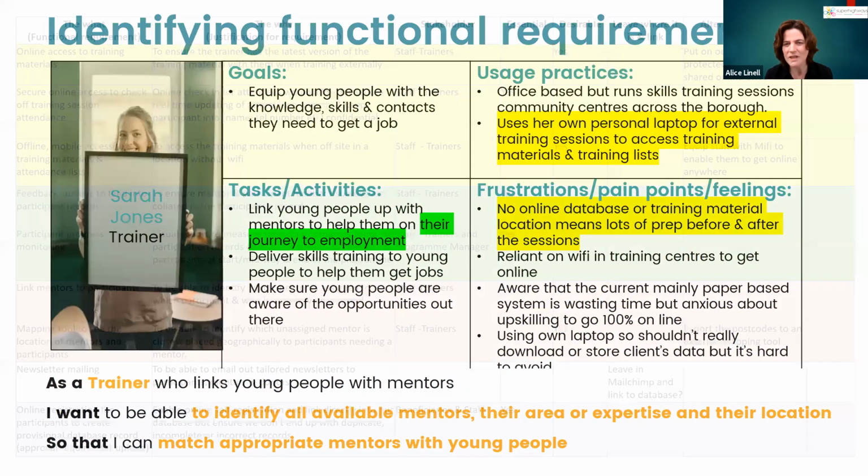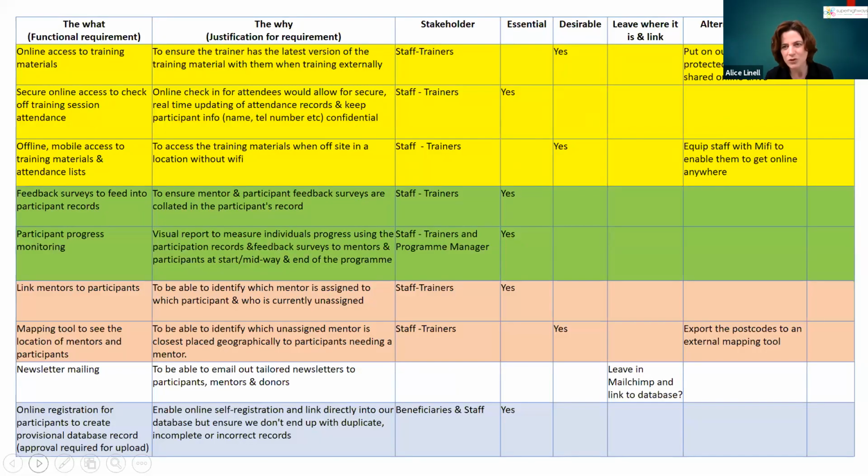We've then picked up the issues that we're finding and pulled them into a user requirement document. So the colours that we had on that slide, yellow was all her online access issues, for instance. We can see here we've got them as the what, the functional requirement. So the what here: she needs online access to training materials. The why is to ensure the trainer has the latest version of the training material with them when training externally. Who is the stakeholder, so coming back to that data stakeholder.